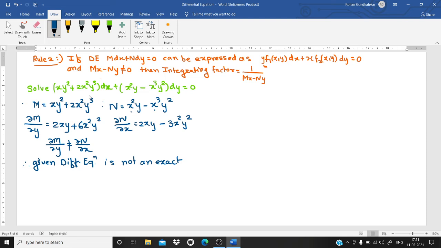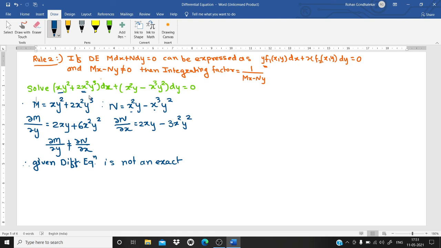What does rule 1 say? Rule 1 says that if the differential equation is homogeneous, then only try to check for rule 1. Look at the first term: x into y square. What is the total degree? The degree of x is 1, the degree of y is 2, so 1 plus 2 is 3.